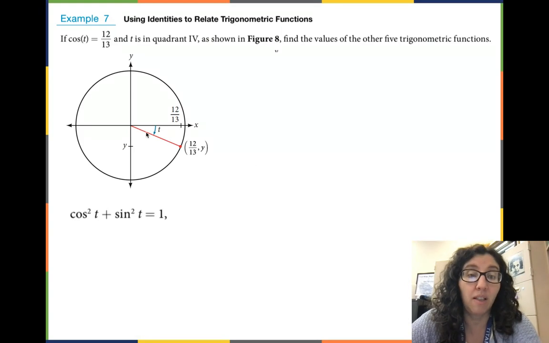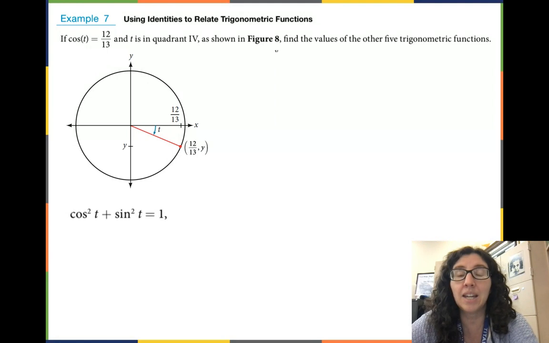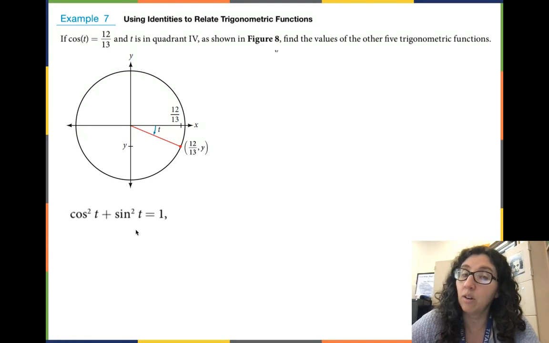All right, so let's use this. What if they tell us cosine of this angle T is 12/13, and it's in quadrant 4. Find the other 5 trig functions. Well, in order to find them, we really need to know sine and cosine to be able to find the others. So if I just know one of them, I can use the Pythagorean theorem, right?